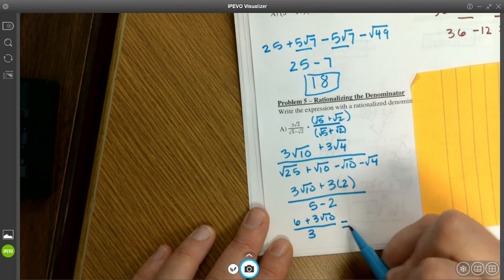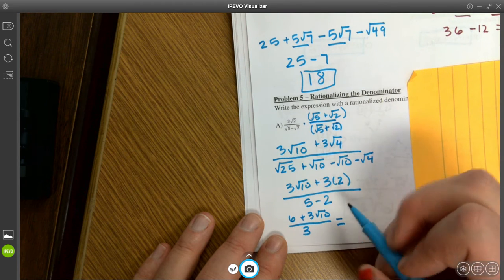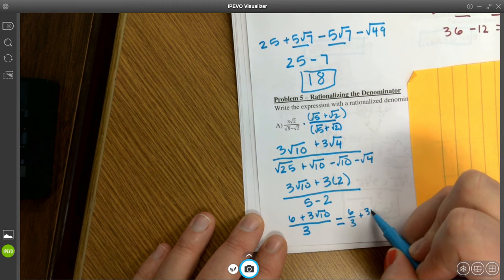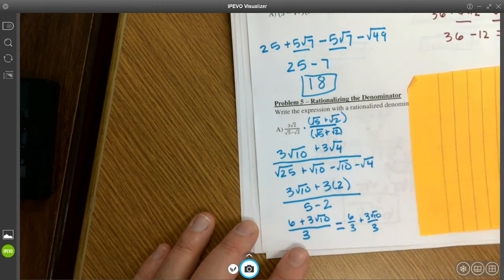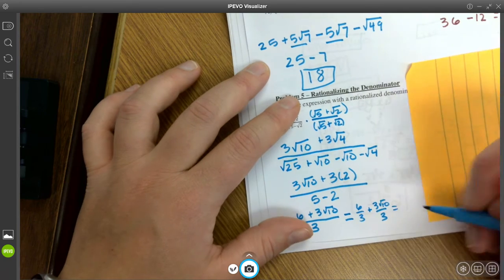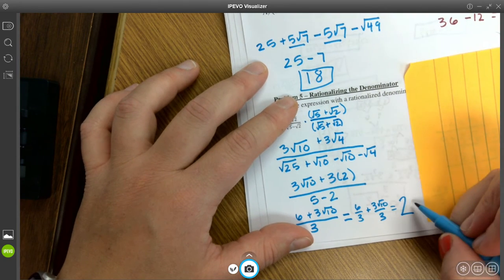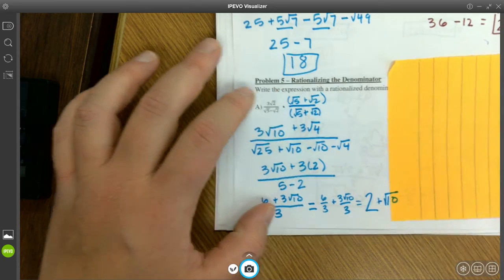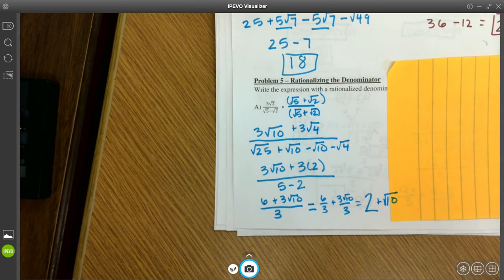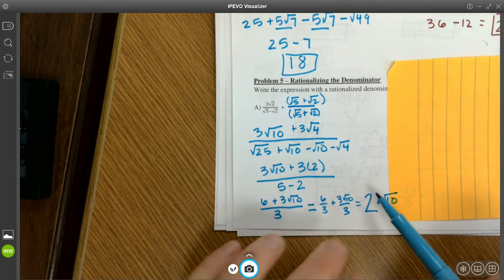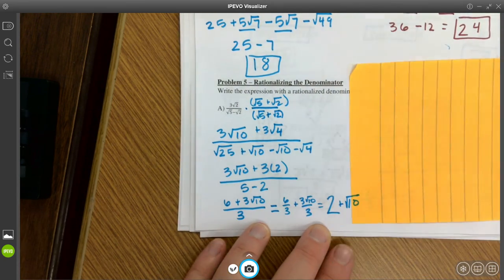So my actual overall answer should look like this. I'm going to have 6 over 3 plus 3 square root 10 over 3, which is equal to 2 plus square root 10. Because those can be simplified to 2, and that cancels out to just be square root 10. Try the next one by yourself.